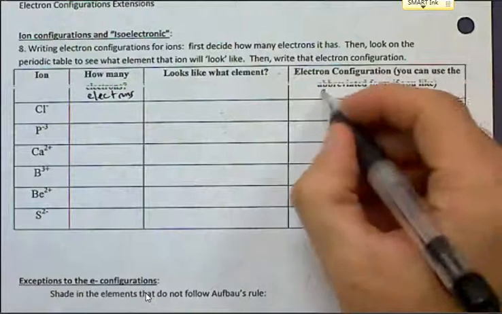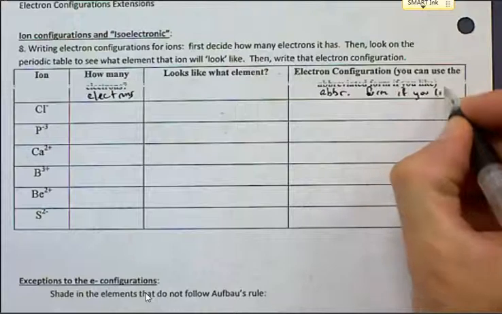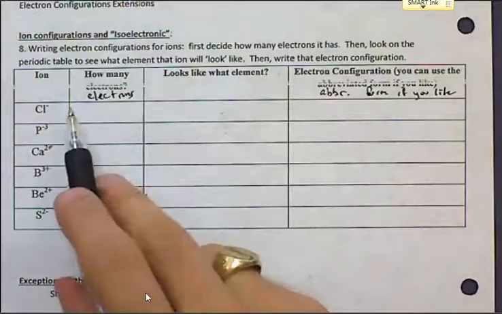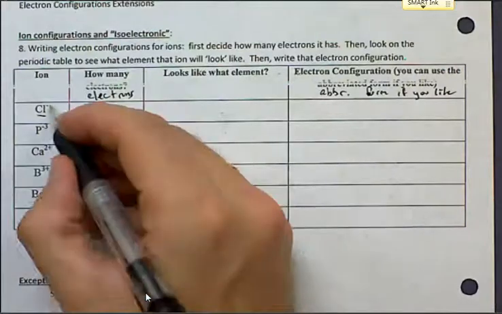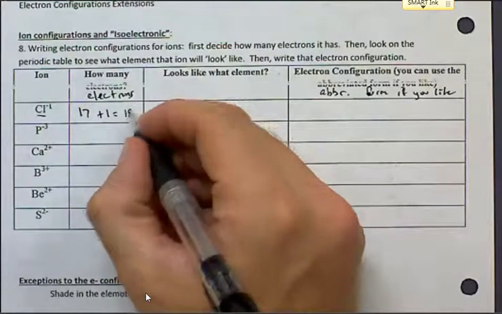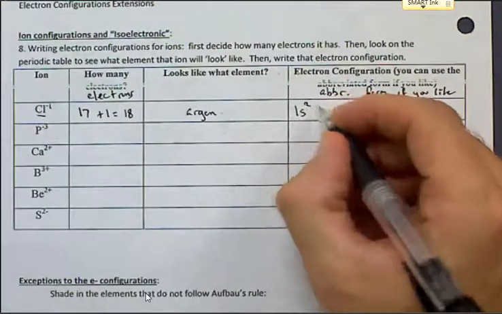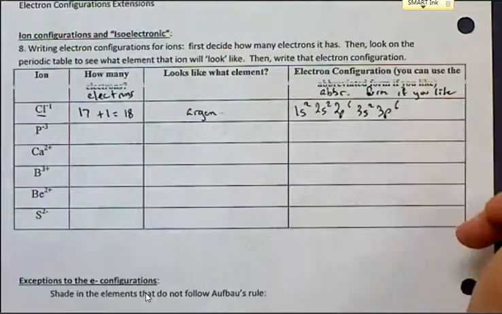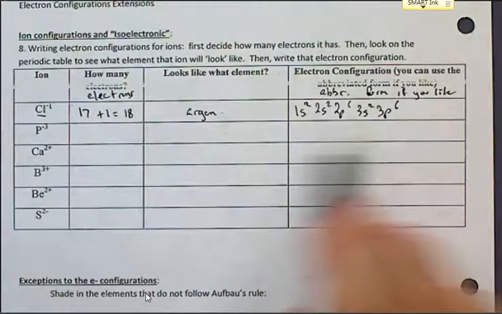Okay, you can use the abbreviated form if you like. Okay, so what we want to do is decide how many electrons this thing has. Chlorine started out with 17. It's got a -1 here, which means that it has gained 1 electron. It now has 18 electrons, and it looks like argon. Its electron configuration then would be 1s2, 2s2, 2p6, 3s2, 3p6, just like an atom of argon. Okay? It is chlorine, but it has an electron configuration like argon because it's gained the 1 electron.